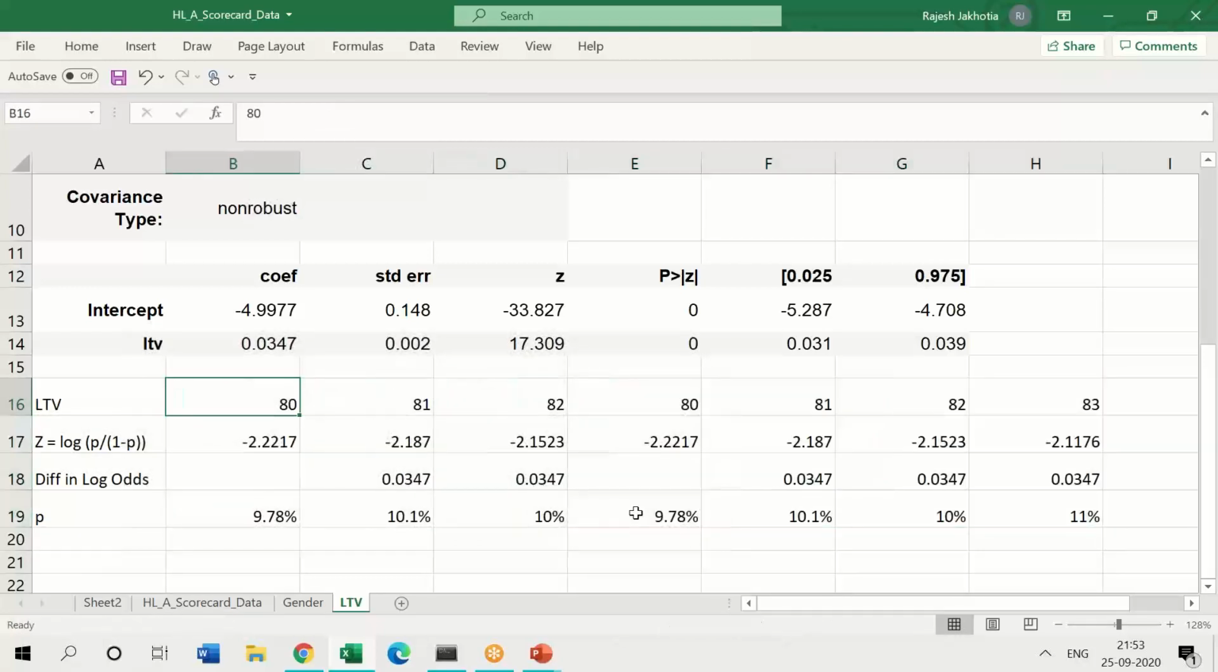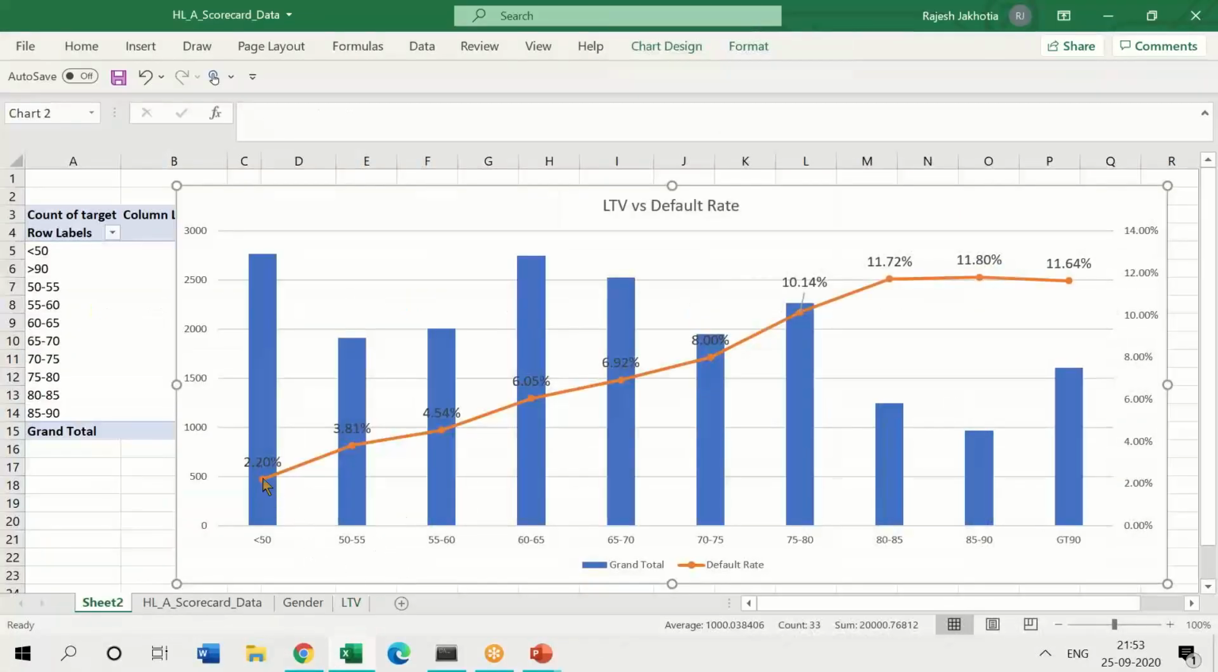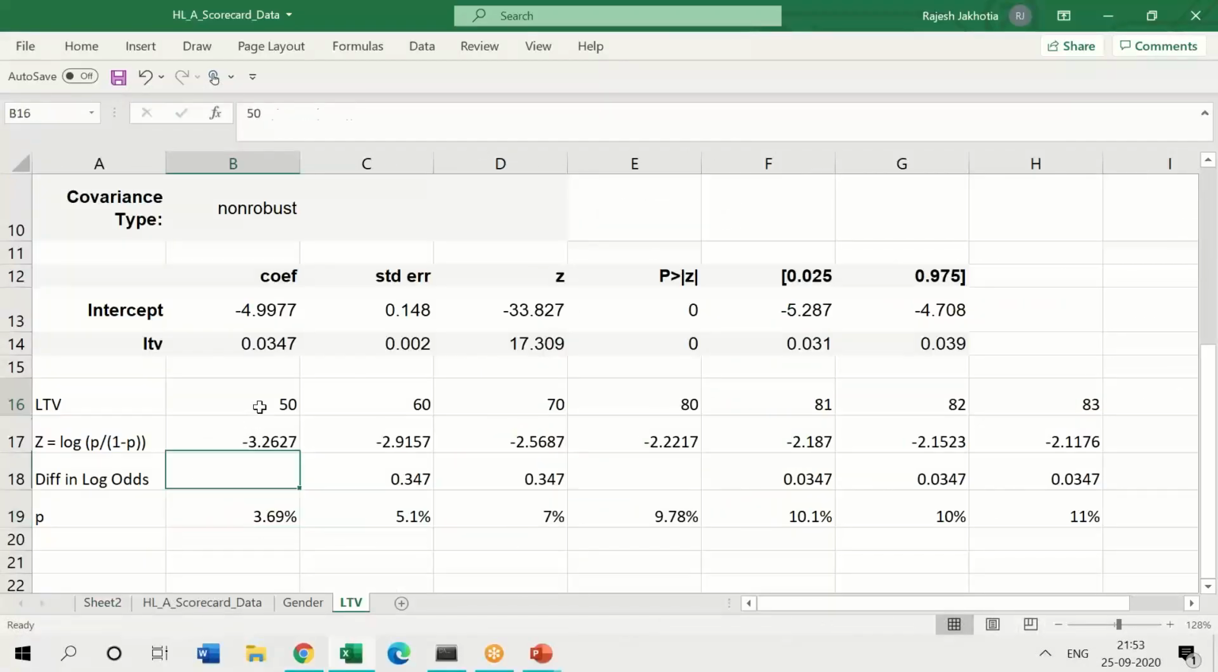So I'll just do a copy, paste, and let me put some 50, 60, 70. So here you can clearly see when LTV is 50, my model is saying the probability of default will be 3.69. Where's that graph? 50. Here, the model is saying it will be less than 50. It is saying it will be 2.20, less than 50. So let me make a value, one value less than 50 also.